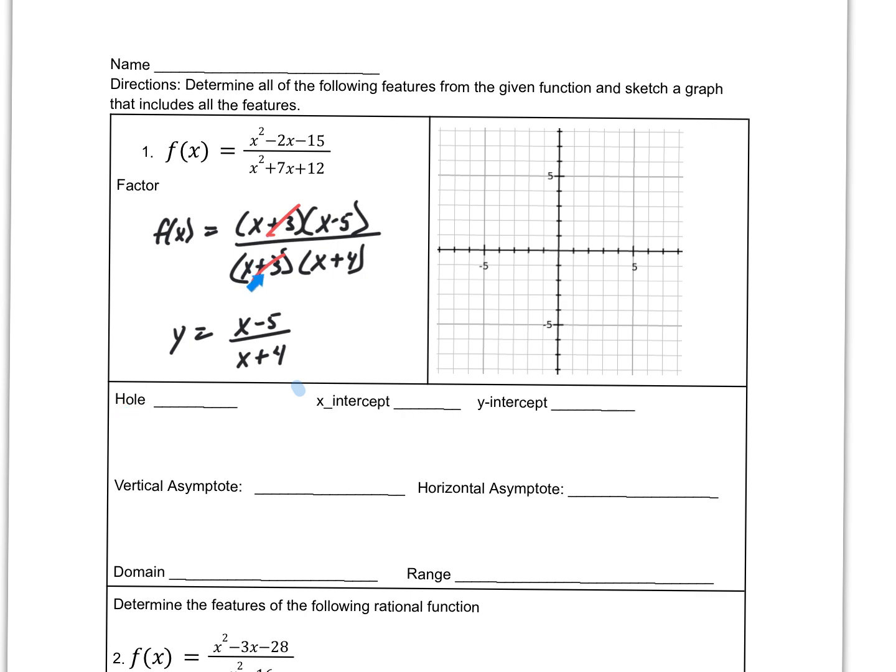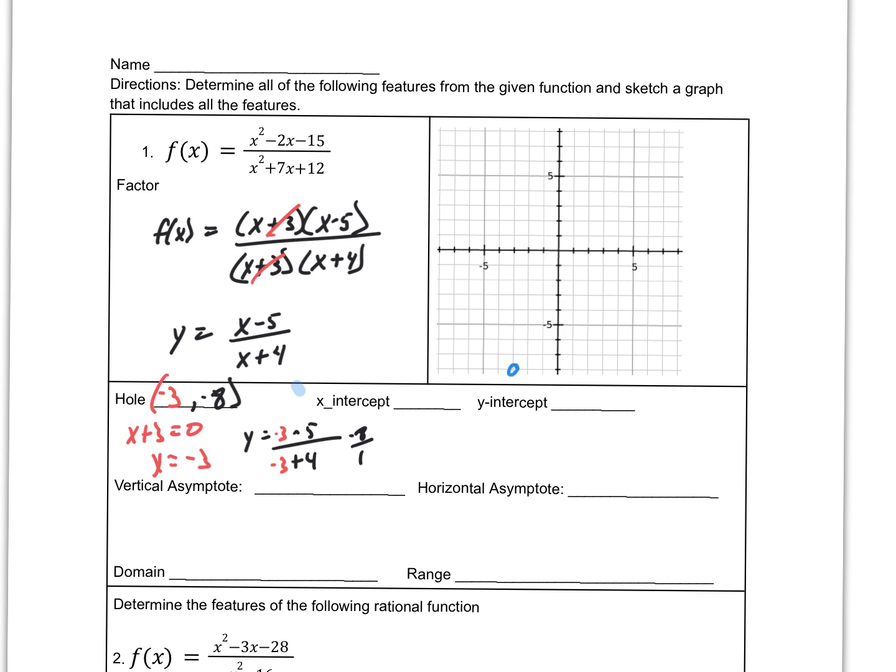If we set x plus 3 equal to 0, then we understand that x equals negative 3. The x value of the hole is negative 3. Now, if you want to determine the y value, you just plug negative 3 in for x in the numerator and x in the denominator of the simplified function, and you will determine what the y value is. So you can see I have the work here. In the numerator, negative 3 minus 5 is negative 8, over 1, which is negative 8. So at negative 3, negative 8, this function has a hole. I'm going to identify that here at negative 3, negative 8.